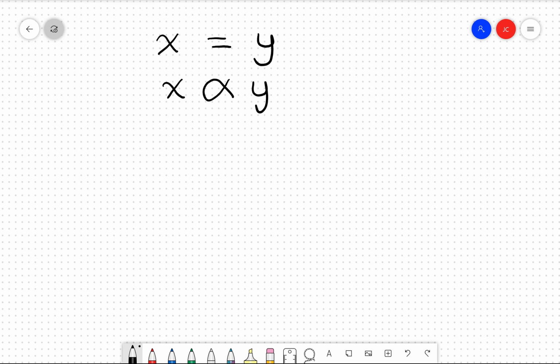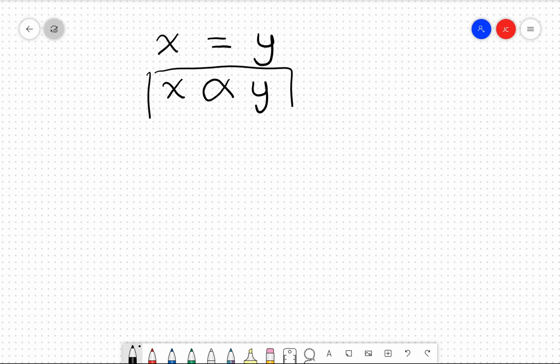Now, if you don't know what proportion is, you might want to look it up if this simple explanation doesn't really help you. But basically, if x is proportional to y, like you're seeing here, it means that if x gets bigger, y will also get bigger, and if x gets smaller, y will also get smaller. And it'll do that at the same kind of rate. So the numbers might be different, but it'll move at the same rate and in the same direction.